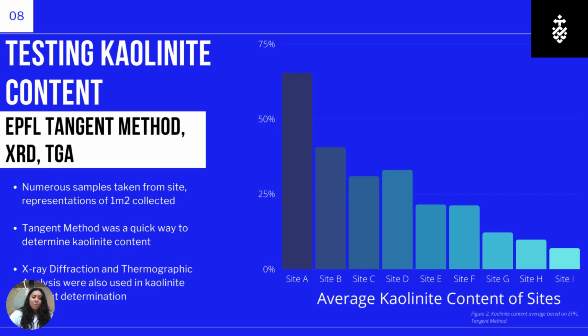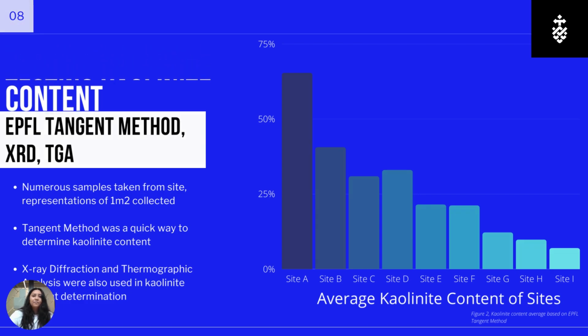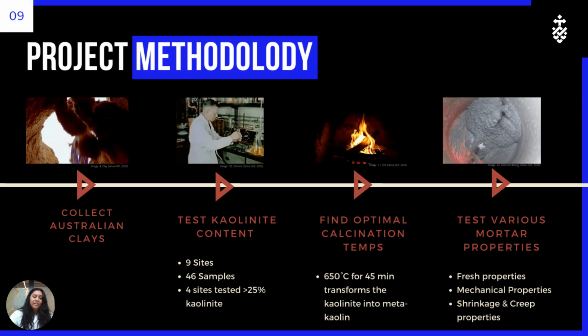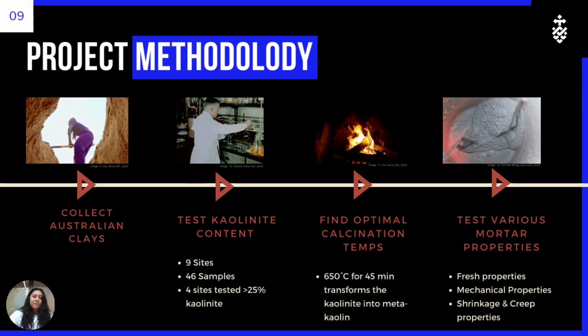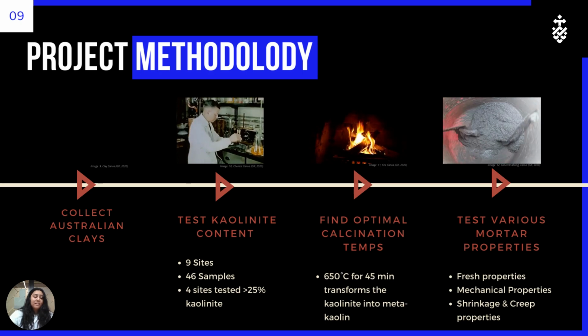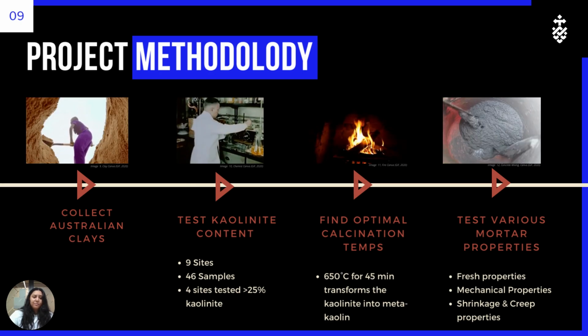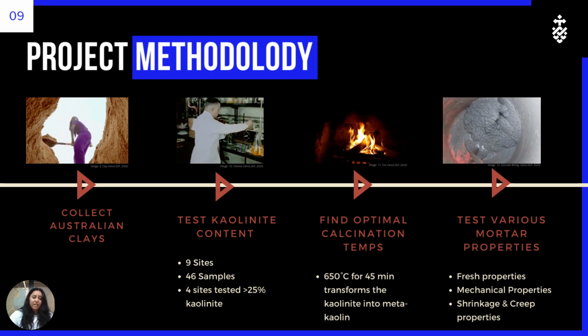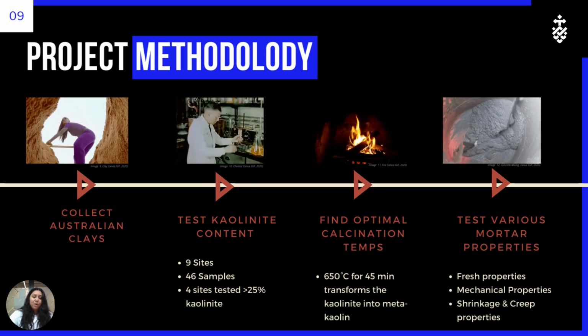After understanding more about the various Australian clays through XRD and TGA analysis, the project methodology of exploring Australian clays as an SEM became quite clear. Firstly, we had to collect the Australian clay. And then we had to obviously understand the optimal calcination temperature, then see how it performs in a simple mortar mix. At the time of this project, COVID was occurring and there was no companies in Australia to calcine or mill the material in bulk.